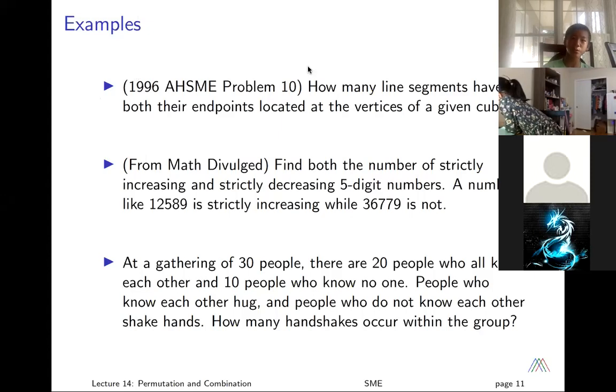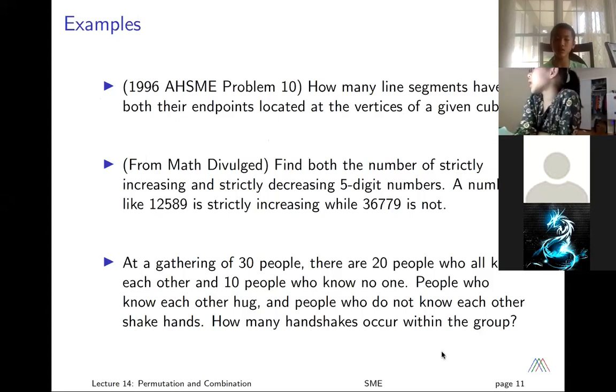Okay, so it's been a bit. For this problem, it says find both the number of strictly increasing and strictly decreasing 5-digit numbers. A number like 12589 is strictly increasing while 36779 is not.